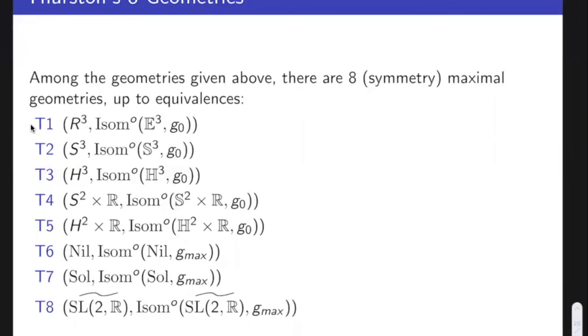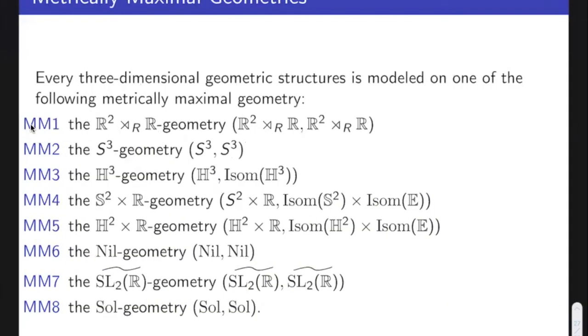However, if you change the list a little bit, you can say that every three-dimensional geometric structure is modeled on one of the following metrically maximal geometries. This one comes from E2. This is a semi-direct product where the action is given by rotation, and then the S3 geometry, H3 geometry, S2 cross R, H2 cross R, the Heisenberg group, SL2R, and the Sol geometry. Any questions?